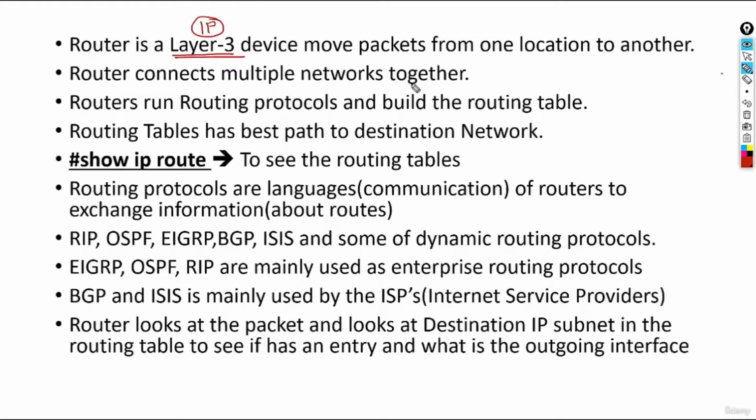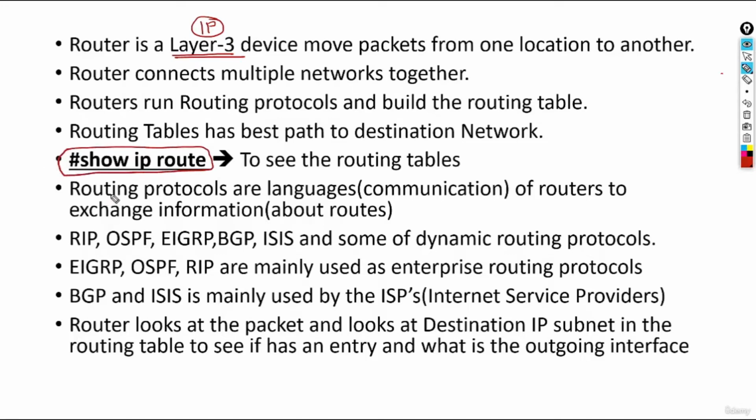So if you want to connect 10.10.10 to 10.11.11, the only way you can connect different networks is by using a router. Routers run routing protocols. The main advantage of a routing protocol, the language of a router, is that it builds the routing table. The routing table has the best path to the destination network. Again, you have to look at the routing table. On a Cisco router, this command will show you the routing table. The command is show ip route.